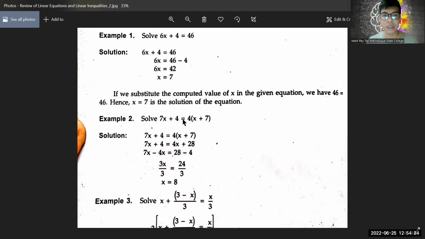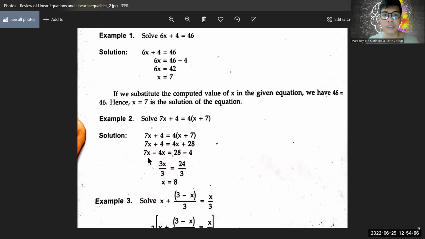As you see here, we multiply x plus 7 by 4, then we're going to have 4x plus 28. So that's what it becomes on the second line. And then we combine the terms with the variable and the terms without. So the positive 4, we move to the right side of the equation, so it becomes negative 4. And then the 4x, from the right side of the equation, we move to the left side of the equation, so it becomes negative 4x.